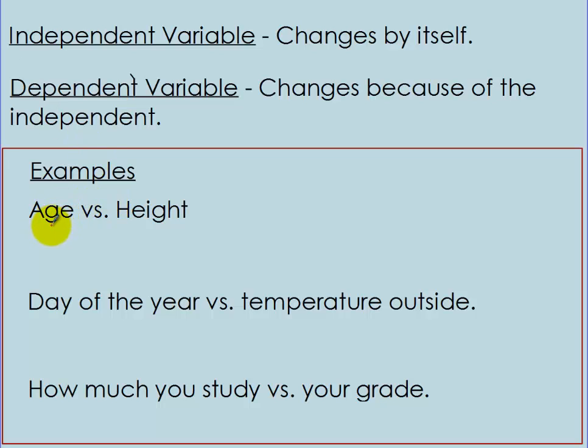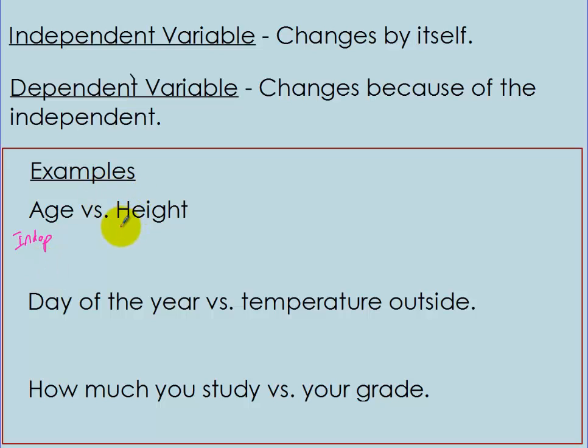So if I wanted to graph your age versus your height. Well, age would be the independent variable, because you grow older every year, 1 year older. It doesn't change. You don't grow 2 years older one time. You're always growing 1 year older, and every day is another day, and you're 1 day older.